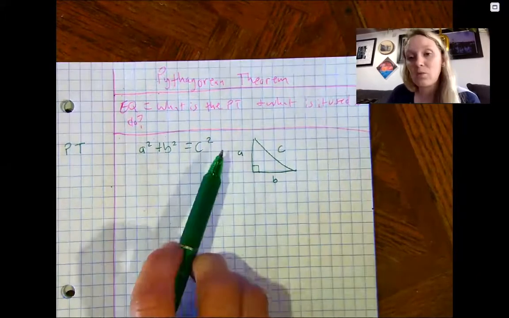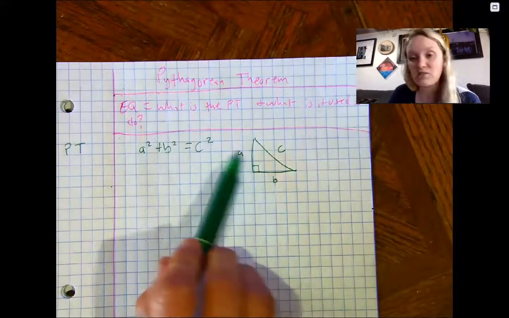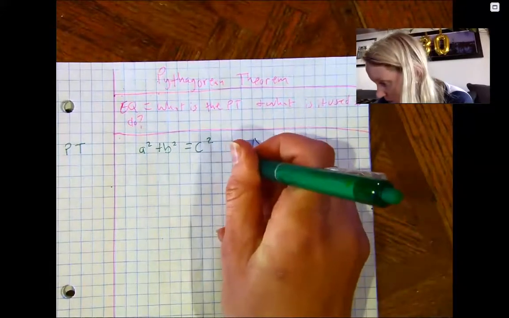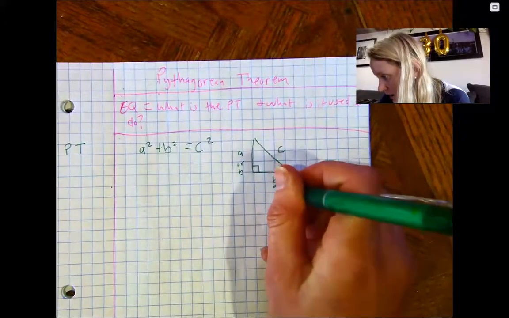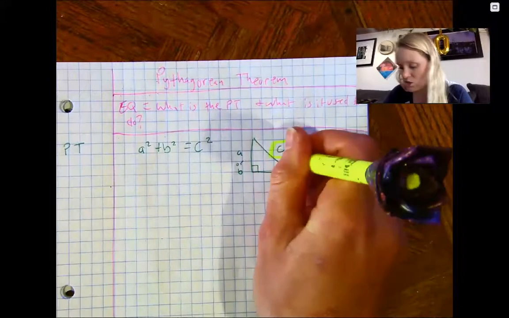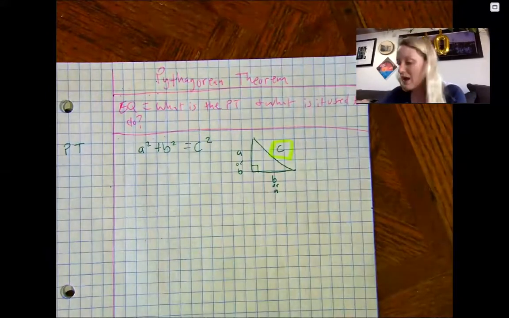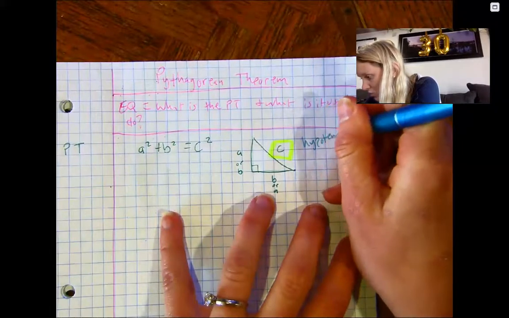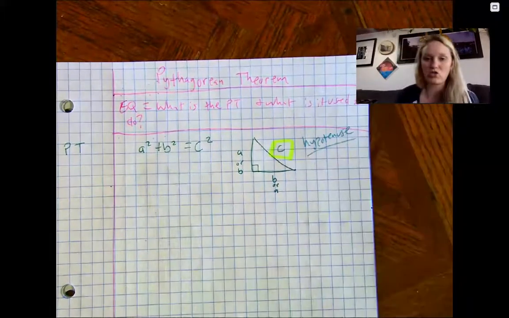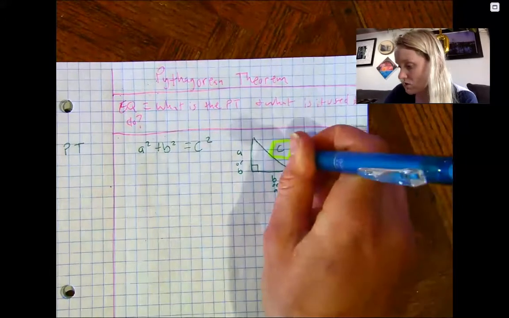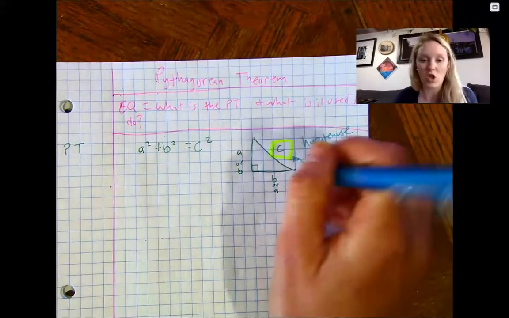And again, we know that in sides of triangles, A and B can be switched. Those can be back and forth, so I'll put B or A, but that is always C. C is always the hypotenuse. Let's write that down just to make sure we have it. Hypotenuse. Hypotenuse, it's the longest side of a right triangle, okay? The longest side of a right triangle is called a hypotenuse. So C is always that longest side.